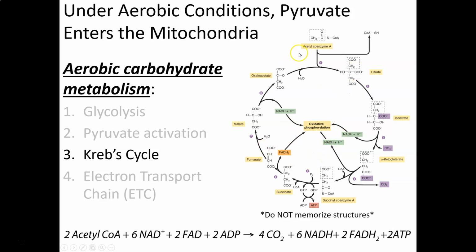Now, again, one turn of the Krebs cycle gives me 1 ATP, 3 NADHs, 1 FADH2, and 2 CO2s. But for one glucose molecule, since I have 2 pyruvates that both became activated, and then I have 2 acetyl coenzyme A's, I get to do this twice. So that's why over here we have 4 CO2s, 2 for each turn of the Krebs cycle, 6 NADH, 3 for each turn, 2 FADH2, 1 for each turn, and 2 ATP, 1 for each turn of the Krebs cycle.